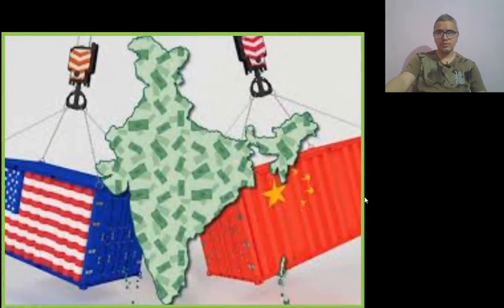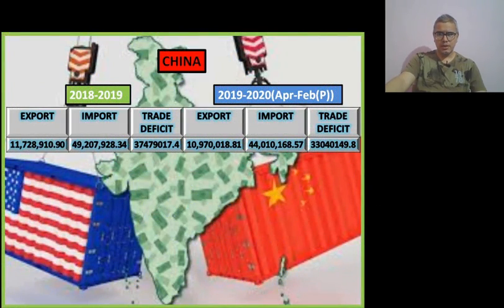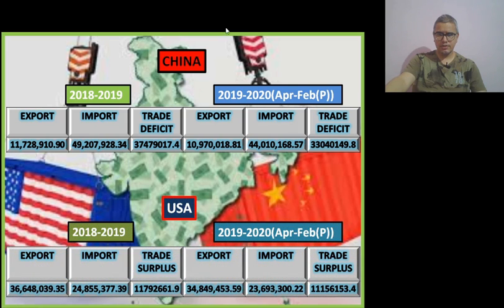Okay. Now, let us compare the two countries, that is China and USA, and how India is related to these two countries. In the year 2018-19, India exported almost 1.17 lakh crore worth of goods to China. On the other hand, it imported 4.92 lakh crore worth of goods from China. Since import value is greater than export value, there was a trade deficit of almost 3.74 lakh crores.